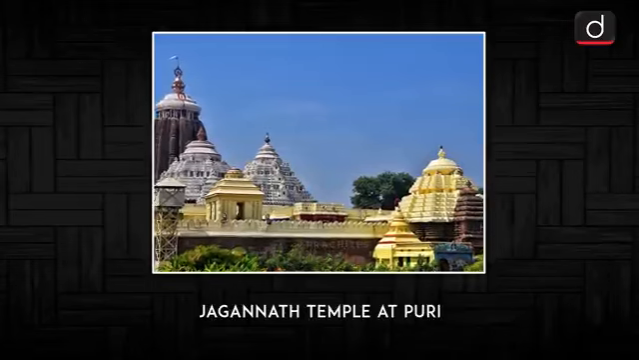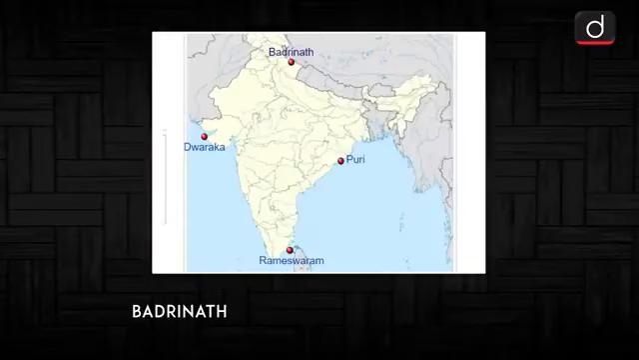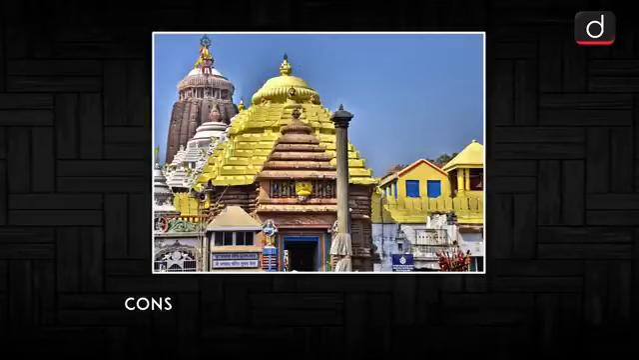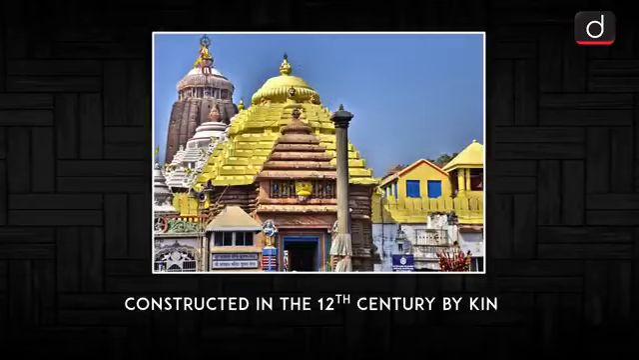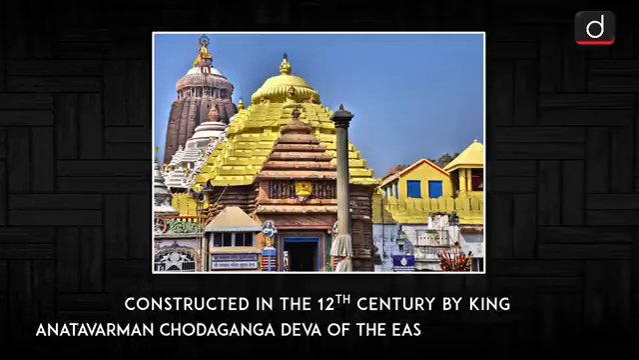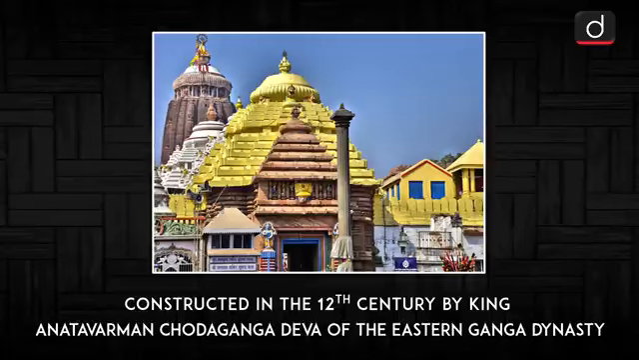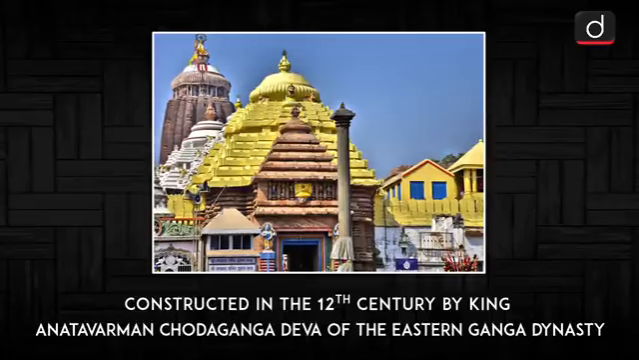The temple is part of Char Dham, Badrinath, Dwarka, Puri and Rameshwaram, pilgrimages that a Hindu is expected to make in one's lifetime. The temple is believed to be constructed in the 12th century by King Anantavarman Chodaganga Deva of the Eastern Ganga dynasty. The temple is famous for its annual Rath Yatra or chariot festival.